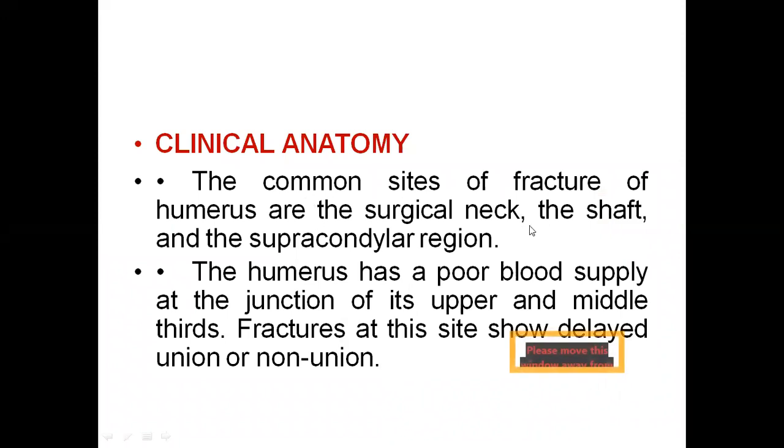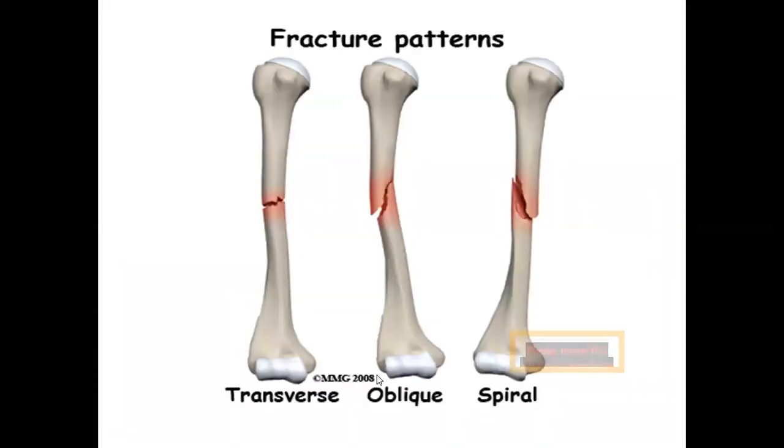Now let us see the clinical aspect we find in the humerus. The common site of fracture of the humerus is the surgical neck. It can also be the shaft or the supracondylar region. The humerus has poor blood supply at the junction of its upper and middle thirds. So fractures at this site, because of the poor blood supply, usually do not fuse fast. They show delayed union or non-union.